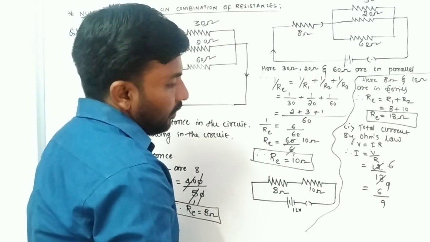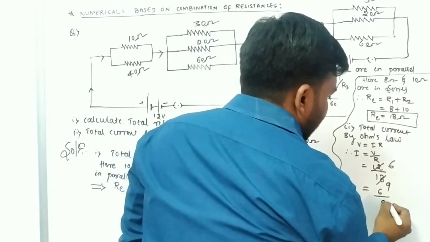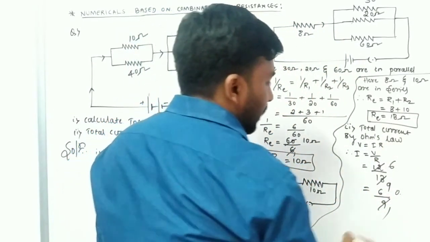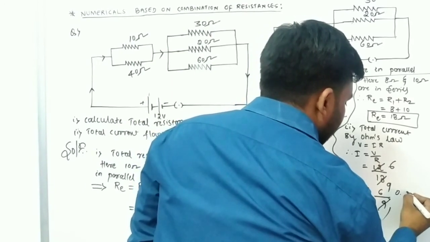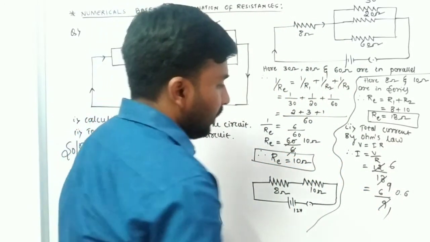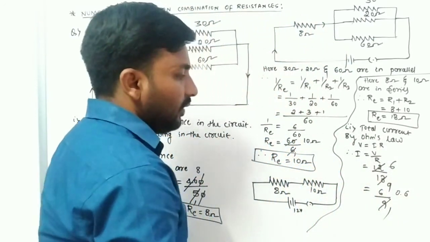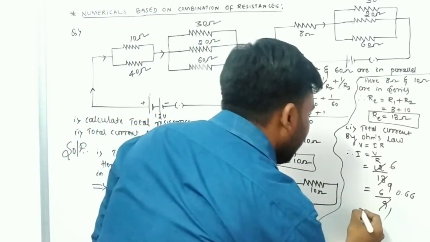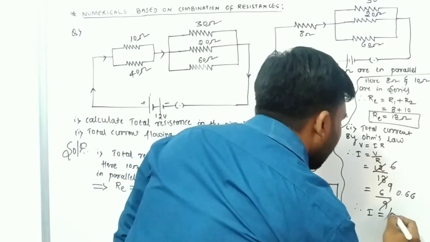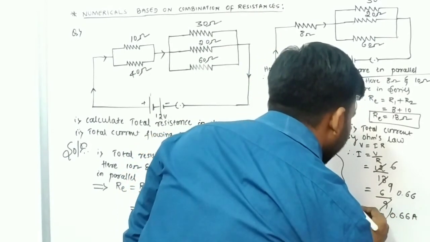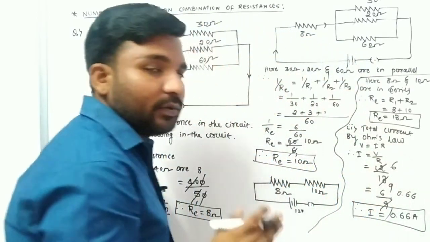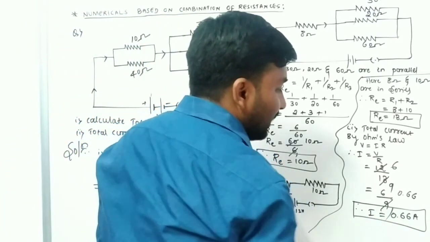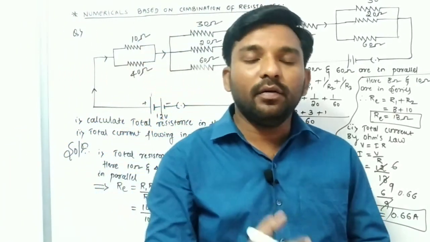Okay. Now, take one zero. 9 ones are 9. 9 sixes are 54. Again you take 0. Again it will be 60. Again you will get 6. Therefore, current is 0.66 ampere. Okay. So, the current flowing through the circuit is 0.66 ampere. Hence, we have solved the problem.